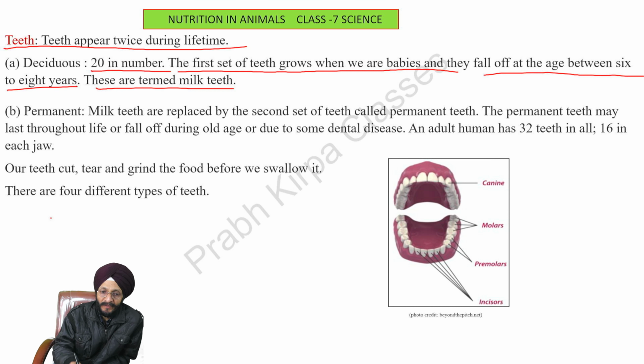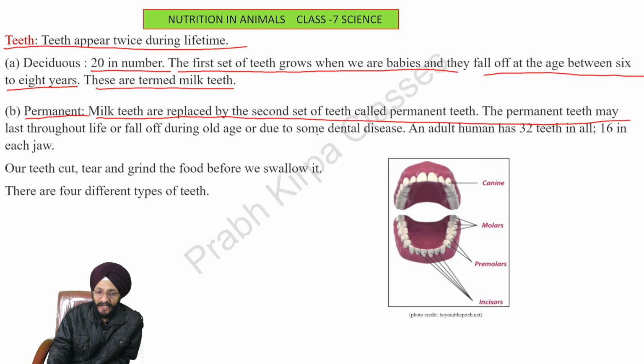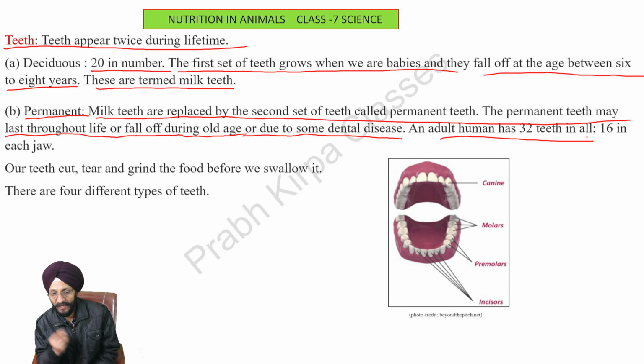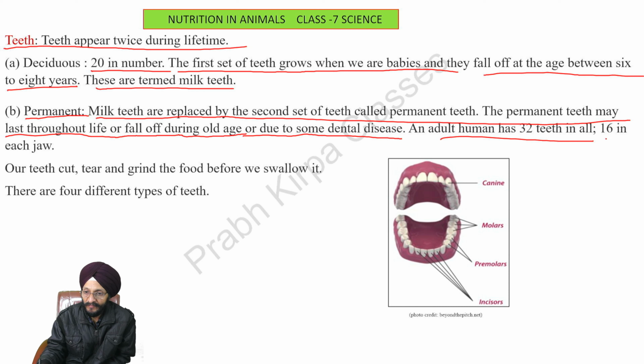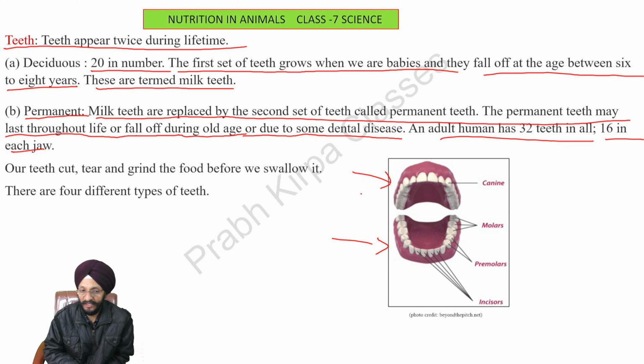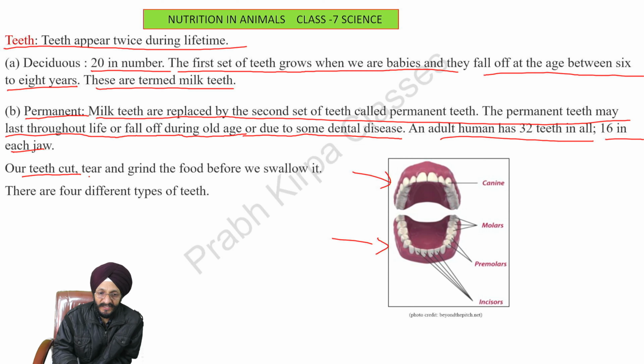Then after milk teeth, the teeth which take the place of milk teeth are permanent teeth. The permanent teeth may last throughout our life, or they may fall off during old age, or due to some accident, or due to some dental disease, they may fall early. An adult human being has 32 teeth in all. You can count the same: 16 in each jaw. That is, here 16, here 16, total 32. Our teeth cut, tear, grind the food before we swallow it.